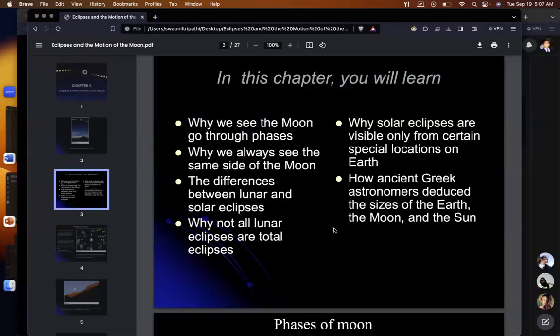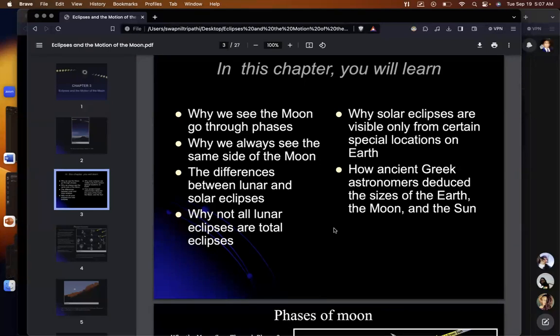So in this chapter, the important things to pay attention to are the phases. We always see the same side of the moon. Why is that? The difference between lunar and solar eclipse. Why not all lunar eclipses are total eclipses. Solar eclipses you can only see from some places on Earth, whereas when a lunar eclipse happens, a whole hemisphere of the Earth which is experiencing nighttime can see the lunar eclipse. In fact, more than that. And in the end, we'll talk about ancient Greek astronomers and how they found the sizes of Earth, moon, and the sun.